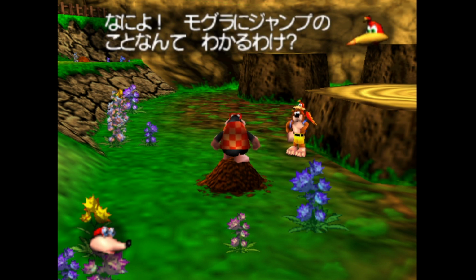Oh my gosh, this looks difficult. Nani yo. So that's sort of like, I think she's saying nani, a bit like what, but then she's putting yo on the end because she's kind of maybe annoyed at the fact that a mole is criticizing our ability to jump. So I think the yo is just a bit kind of forceful.